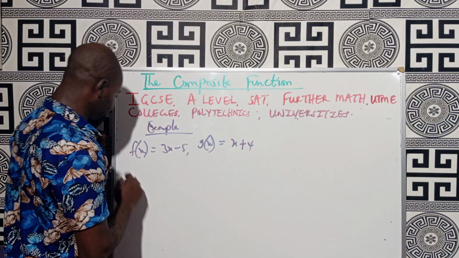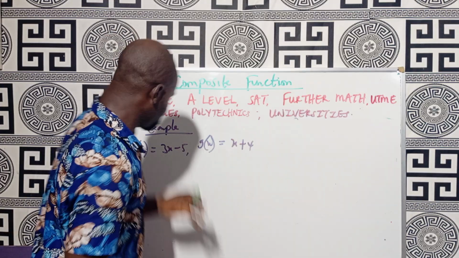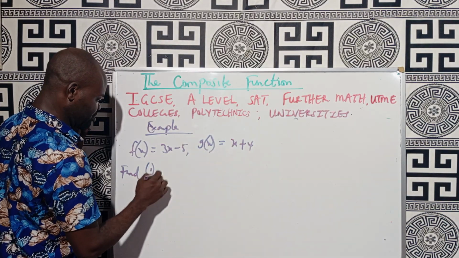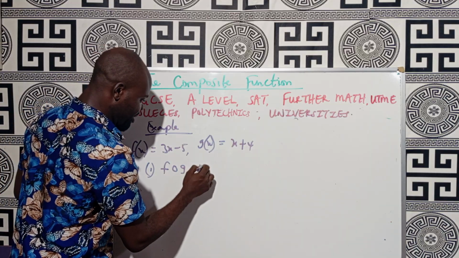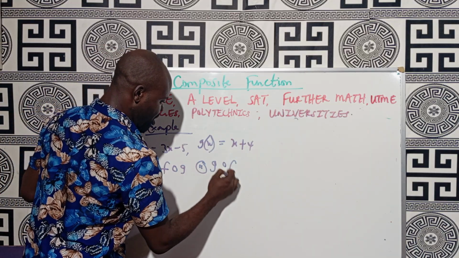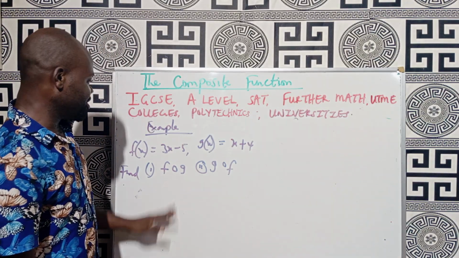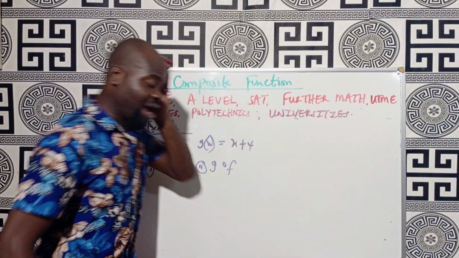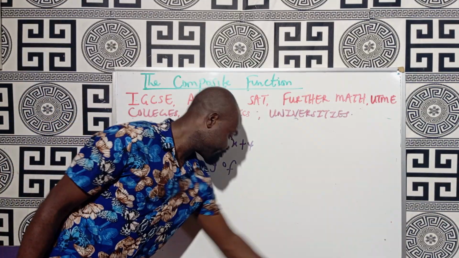We are asked to find or write out an expression that stands for this. Let's say we are asked to do FOG, and we also have to do GOF. Let me start from the simpler one. Now let's find FOG and let's find GOF. Now how do we find it? Very easy and simple. So let's see.